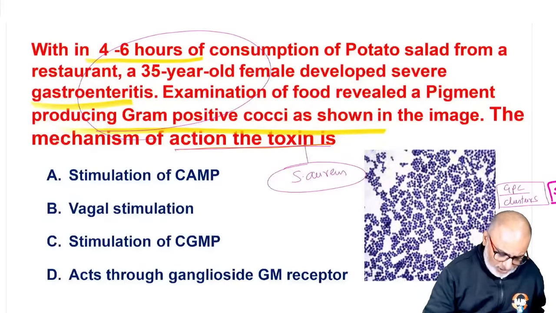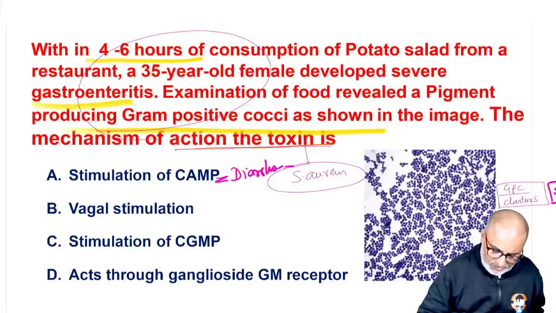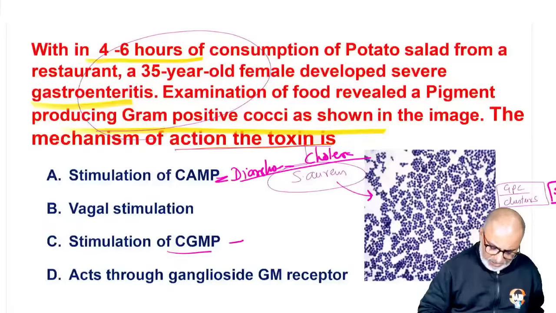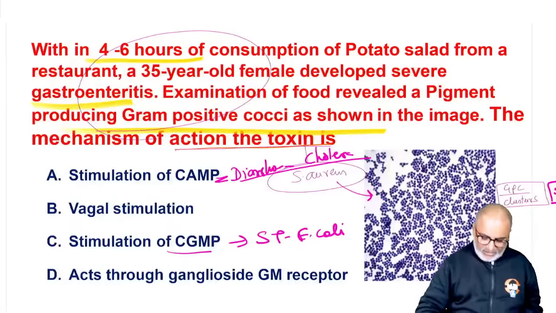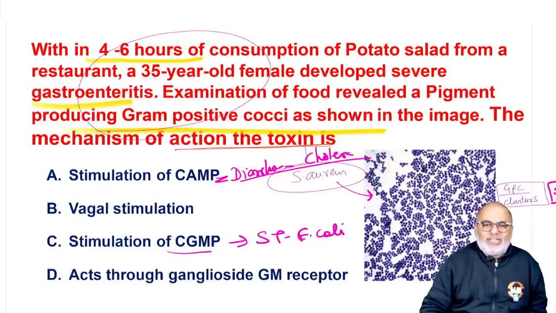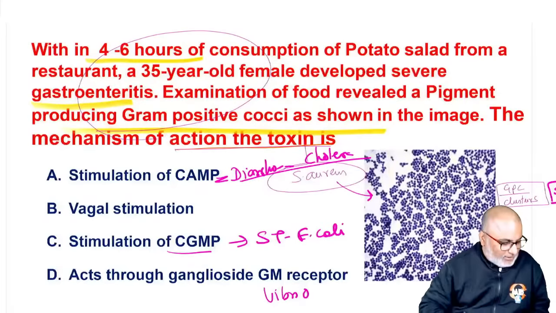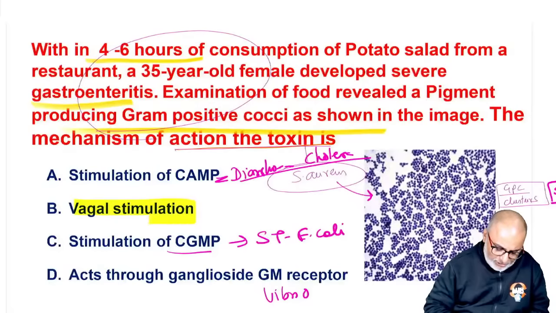Stimulation of cyclic AMP leads to diarrhea, seen in cholera. Cyclic GMP is the stable toxin of E. coli. It acts through the ganglioside GM1 receptor, and GM1 is Vibrio. So vagal stimulation. Yes, Chandani, GM1 is by Vibrio. Correct.